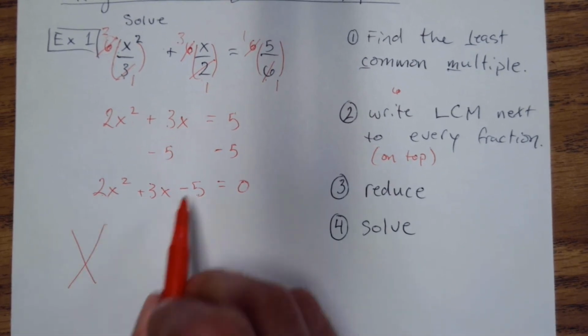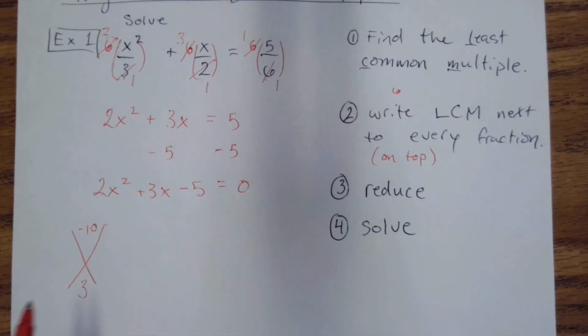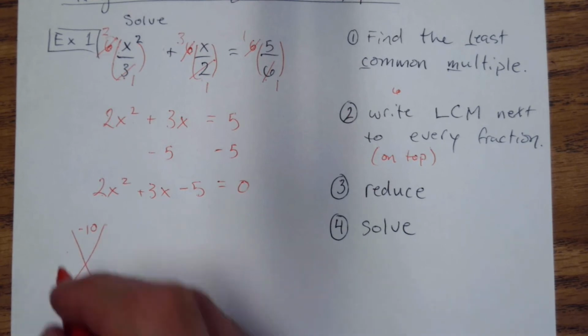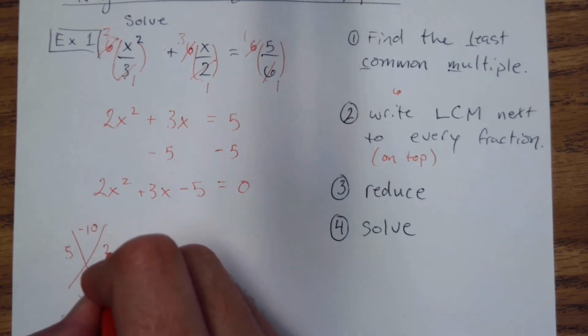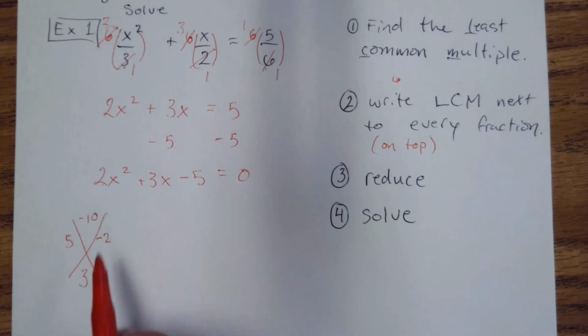So 2 times negative 5 in the top, that's negative 10, and 3 in the bottom. Now I'm trying to figure out two numbers. What times what gives me negative 10? Is it 5 and 2? Yes, and then it's minus on the 2. Don't forget, you have to divide by this 2x.